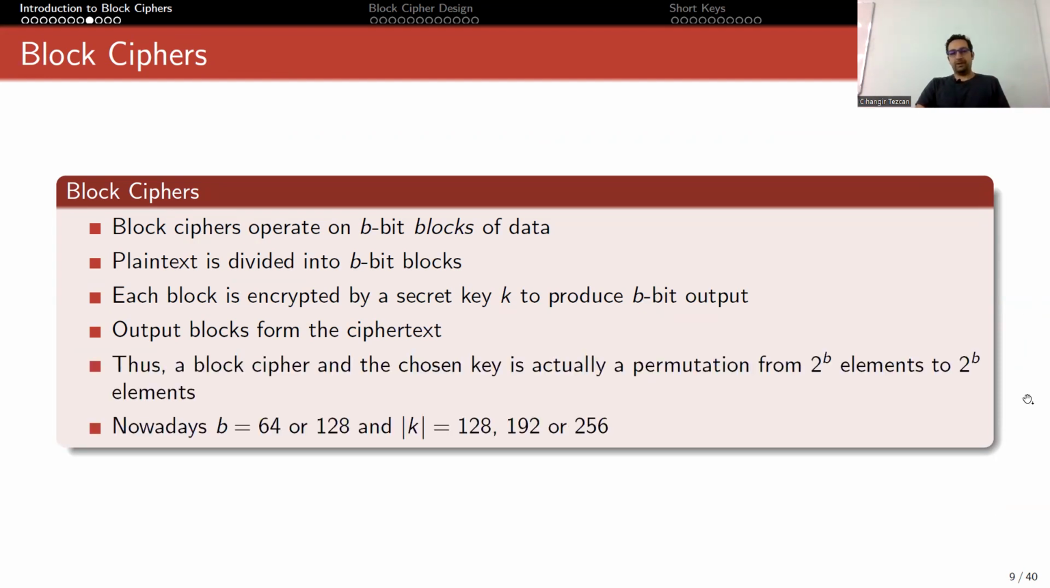Thus, if you look at it in a mathematical way, a block cipher and the key you choose is actually a permutation from 2^b elements to 2^b elements. Okay? Because your input is b bits, and you are mapping it to another b bits. So your input space is 2^b, and the output space is the same. You are mapping elements to each other. So this is just a permutation. Nowadays, we choose b as 64 or 128. It depends on the use case. Sometimes you can even choose as small as 32 in some lightweight ciphers.